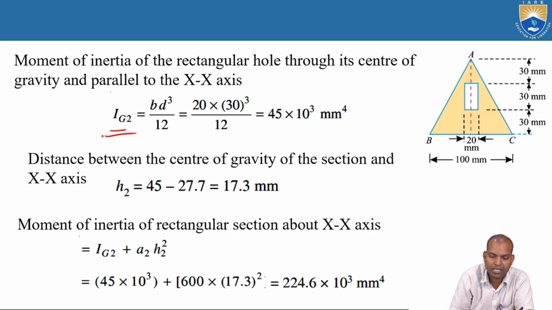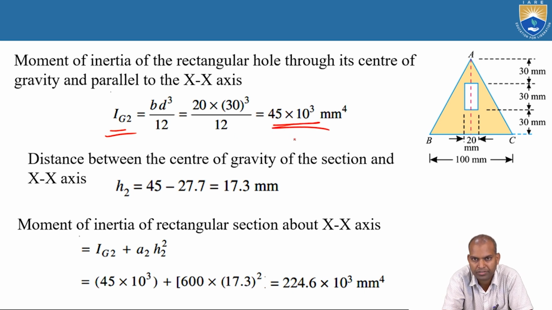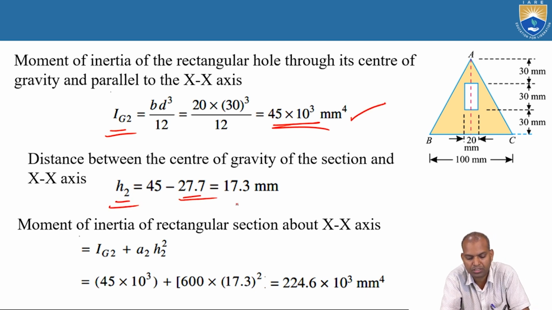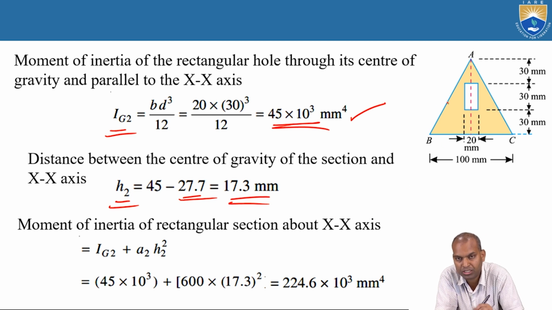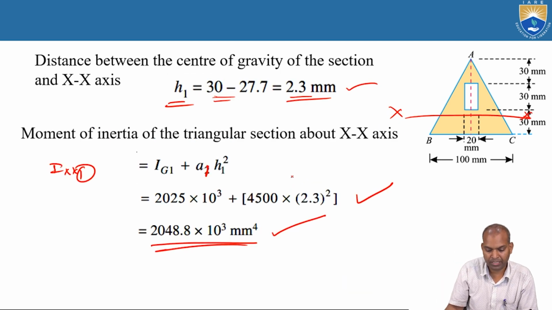Now Izz2. What about Izz2? For the rectangular section, that is bd cubed by 12. What is the base? 20. The depth is 30. 20 times 30 cubed by 12, that is 45 times 10 cubed millimeter to the power 4. What is h2? 45 minus 27.7, that is 17.3. What is the distance? That is 27.7 millimeters. What about this distance? That is 30 plus 15, this is 45. This gap comes to 45 minus 27.7, that is 17.3 millimeters.